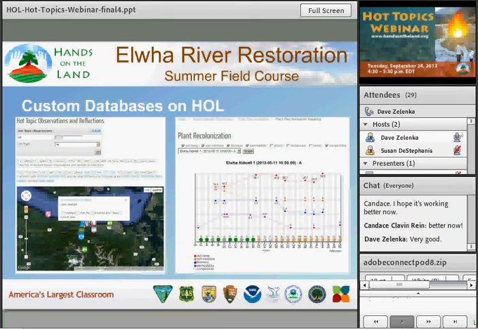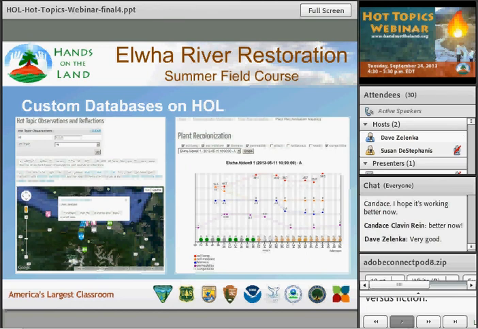It also allows us to emphasize the idea of observations, facts versus fiction. So students can actually learn how to make fact-based observations, because that's what the database is all about.